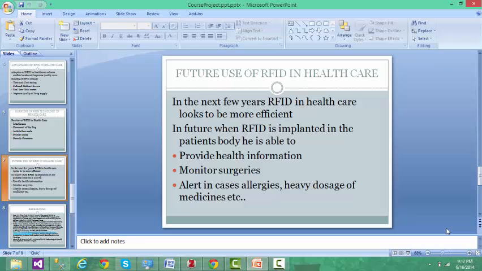And many experiments and research are going on in nanotechnology and wireless technologies, so that when a patient is ingested with the RFID devices, the doctors or patients can be provided with the patient's health information and vital signs, and the doctors can monitor the surgeries, and be alerted in case of allergies, heavy dosage of medicines, etc.